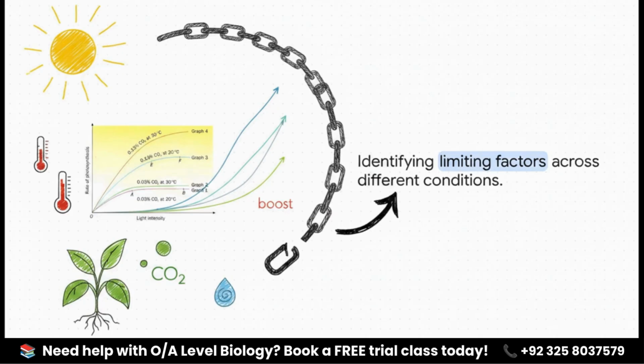Now, what's really interesting is how all these variables come together. This brings us to the core concept of limiting factors. A limiting factor is simply whatever resource is in the shortest supply. It's the thing holding the whole process back. The golden rule for reading these complex graphs in an exam is to look at exactly where the curve levels off.